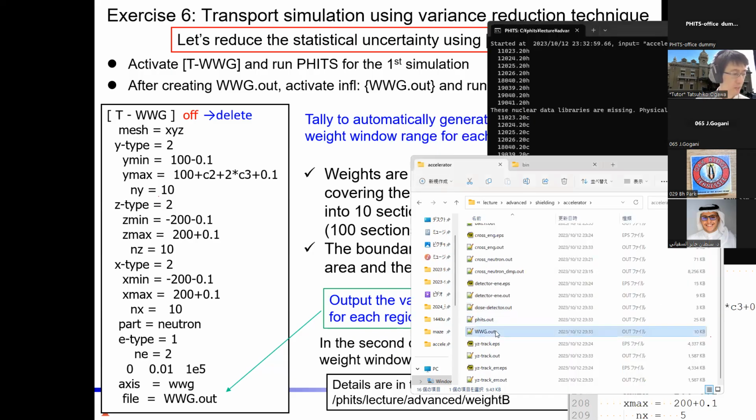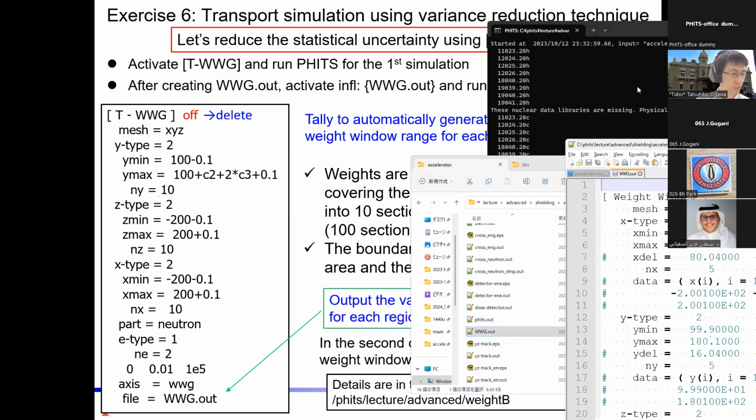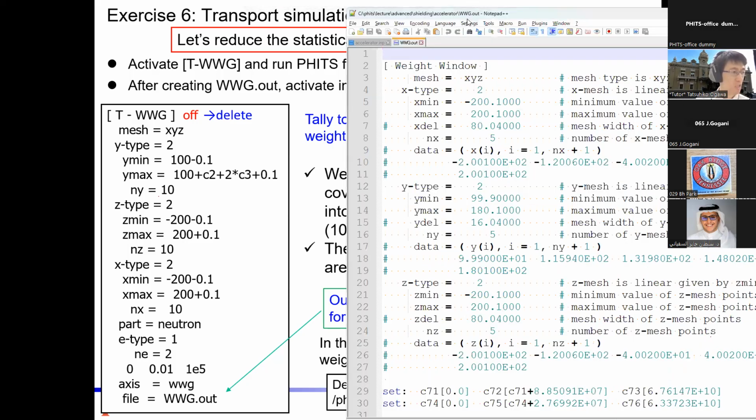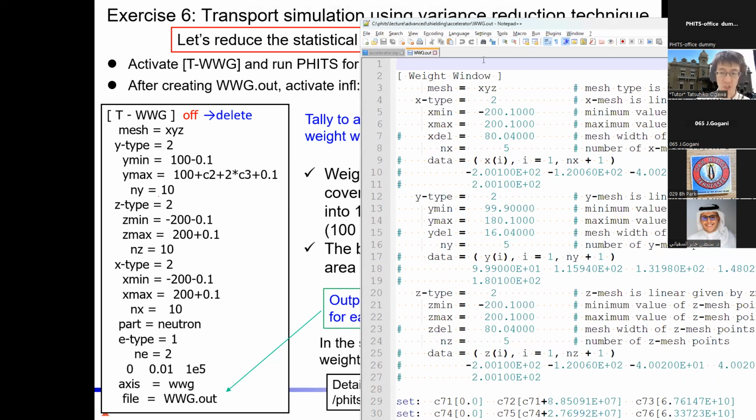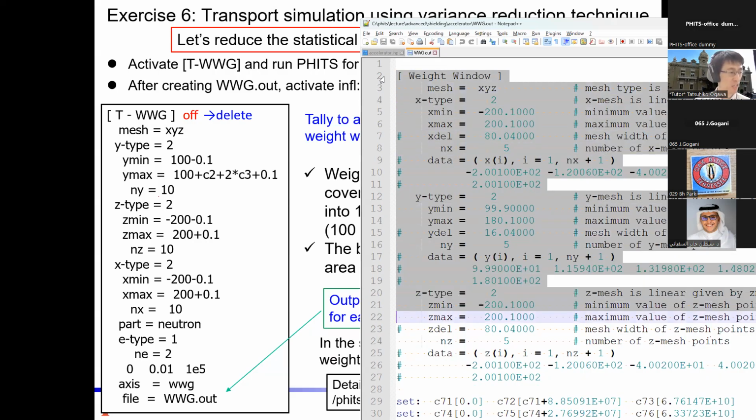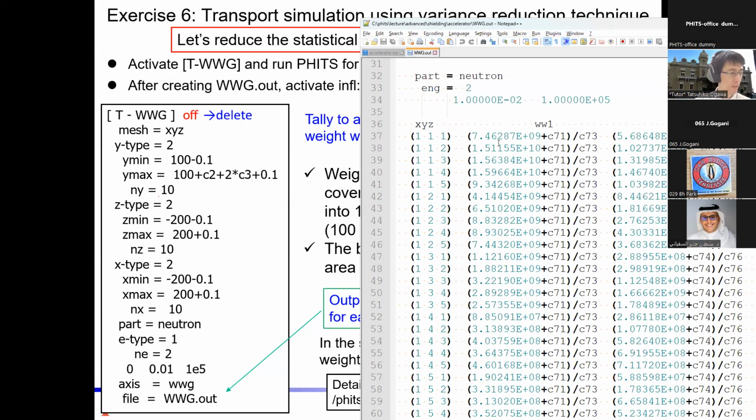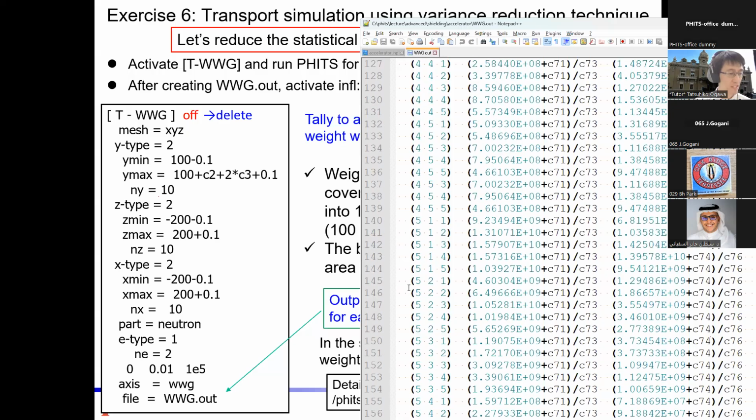In fact, wwg.out is created and updated at every batch. As we learned in the weight window lecture, the output of T-WWG is formatted in the form of a weight window section in this way. And here, the configurations of a weight window are given.